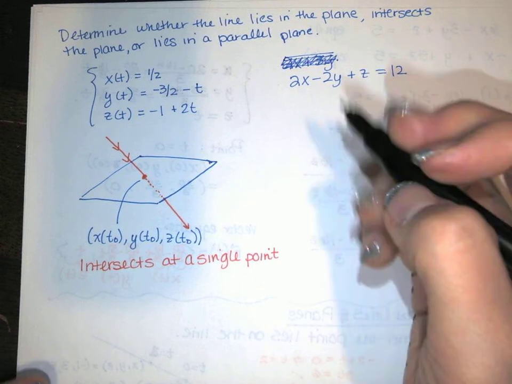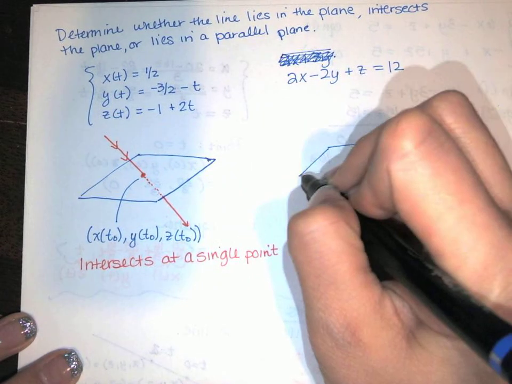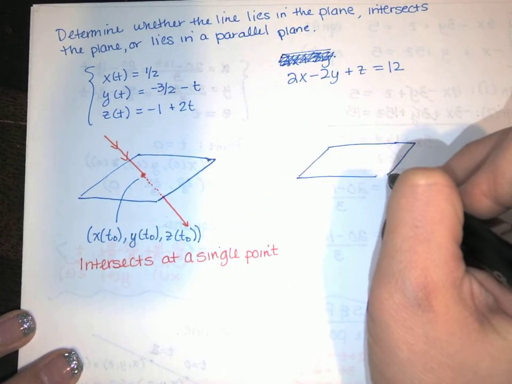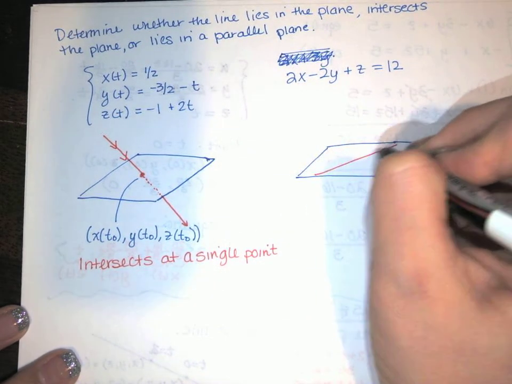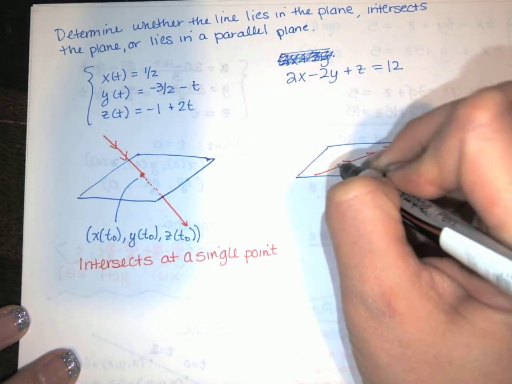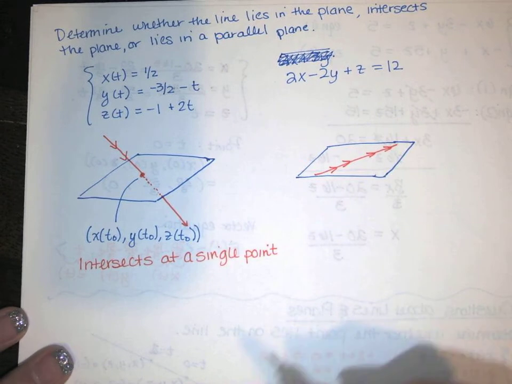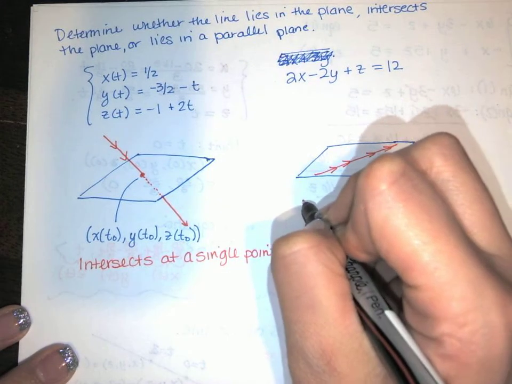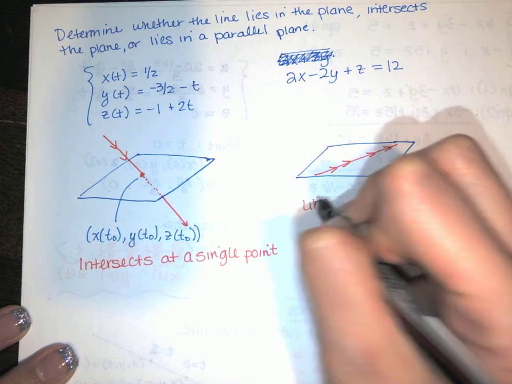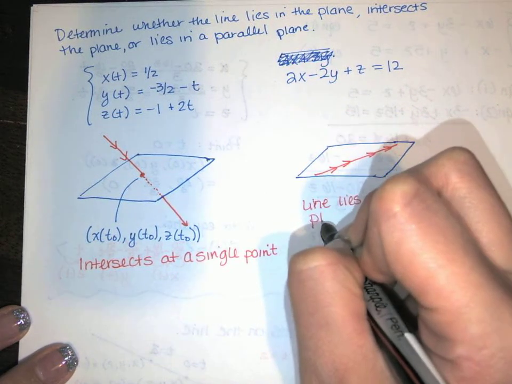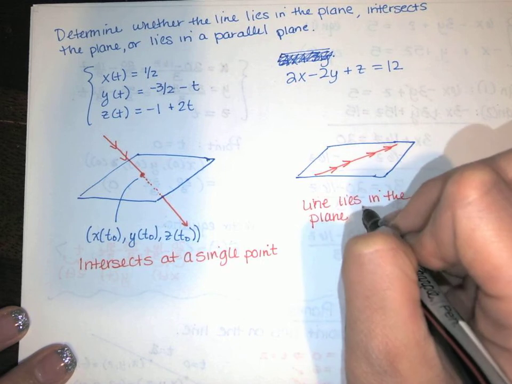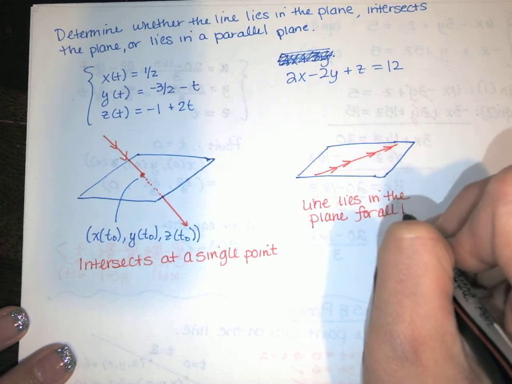Another possibility is that the line lies entirely in the plane. Doesn't matter what t is. That line's in the plane all the time. So, in this case, I'm going to write for all t. That's going to help us.